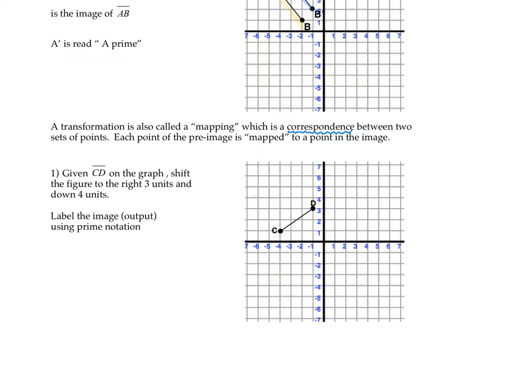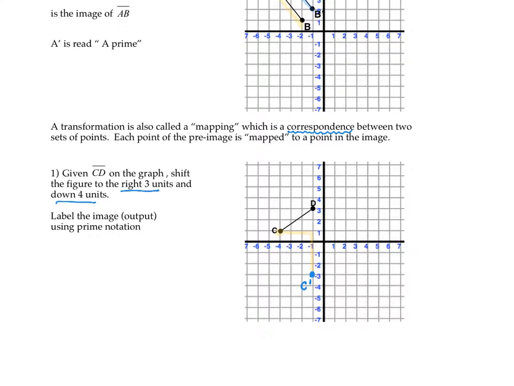So we're given line segment CD on the graph, and we want to shift this figure to the right 3 units and down 4 units. So that means we're going to take every point, and in this case we just have points C and D, and we're going to go right 3 and down 4. So I'm just going to highlight point C to start. And we want to move this to the right 3. So we go 1, 2, 3 squares to the right. And then we want to go down 4. So 1, 2, 3, 4. Now where I ended up is where my output will be. So that's my new point C, but we're going to label it C prime because that's part of our image.